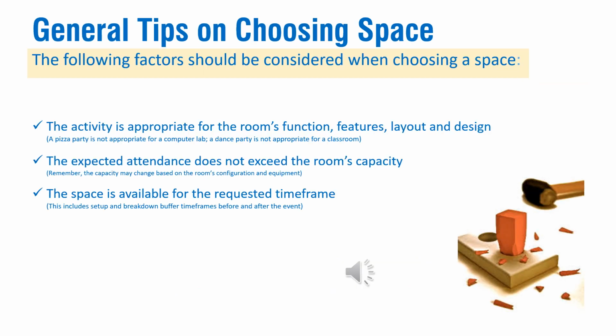General tips on choosing space. The following factors should be considered when choosing space. The activity is appropriate for the room's function, features, layout, and design. A pizza party is not appropriate for a computer lab. A dance party is not appropriate for a classroom.